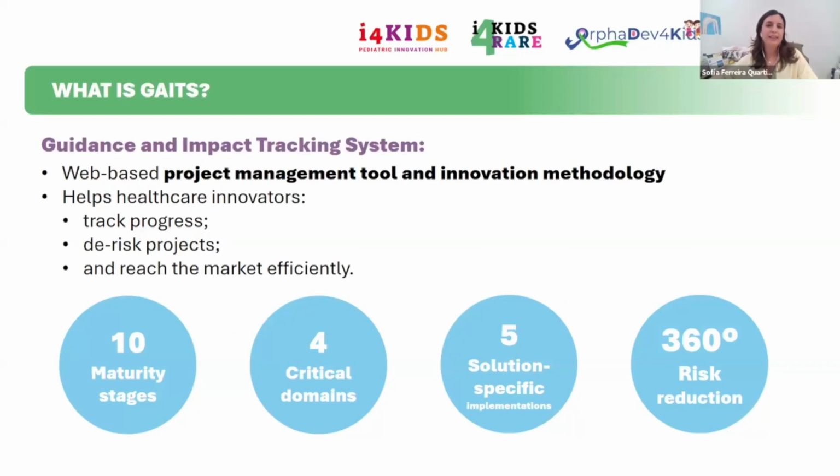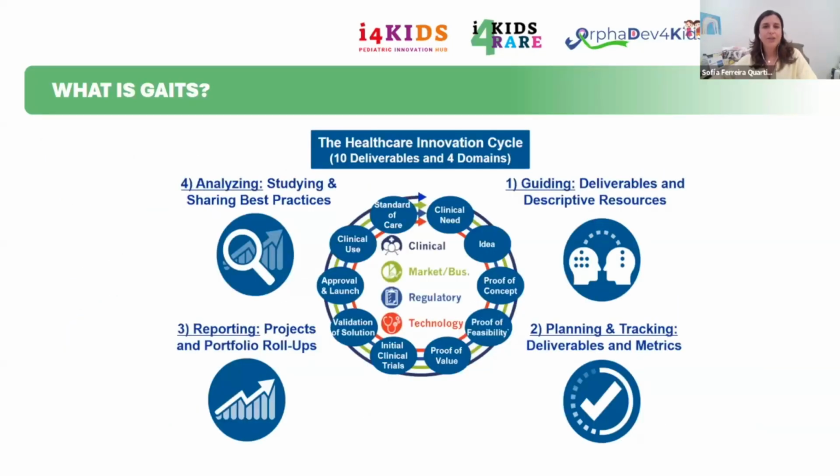Now, GAITS stands for Guidance and Impact Tracking System. Here you can see it's a cycle, and it's a web-based project management tool, but more importantly than a web page, it's a methodology, as I just mentioned before, and a way of thinking about how innovation is defined in healthcare. You will see now that it's built around 10 maturity stages and 4 critical domains, and it works across 5 solution types. And it really helps you to track the projects, but also to de-risk your project and to do it more efficiently.